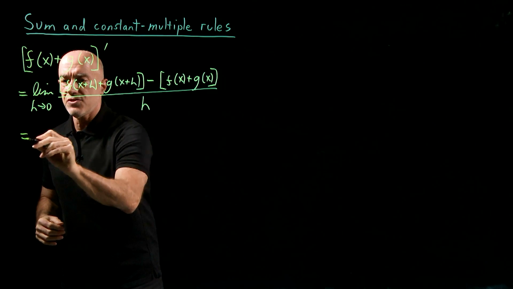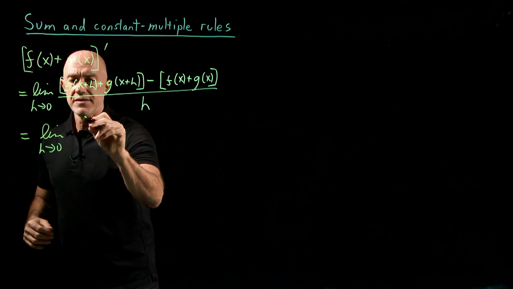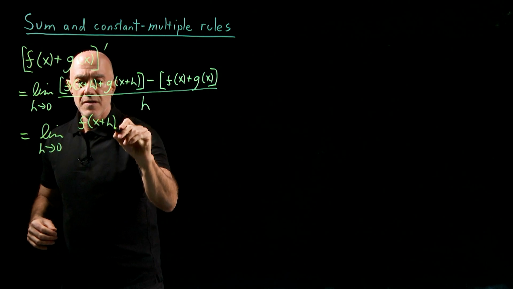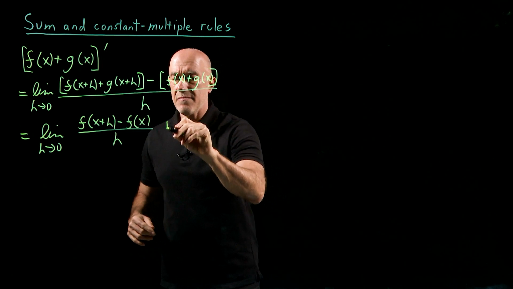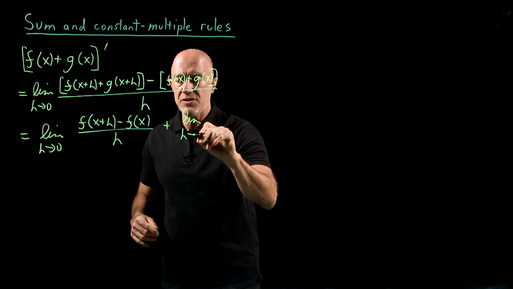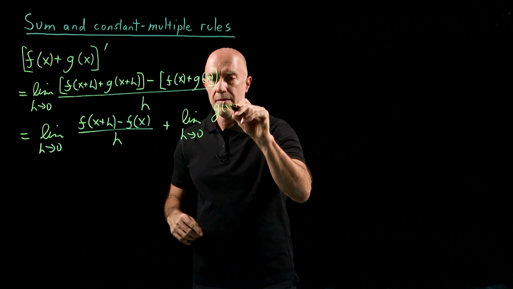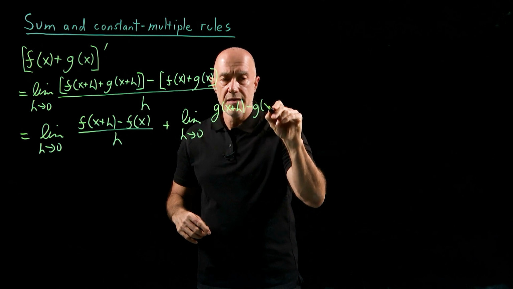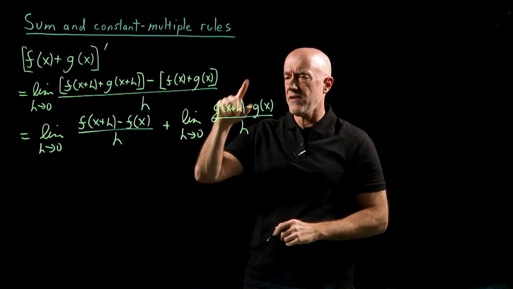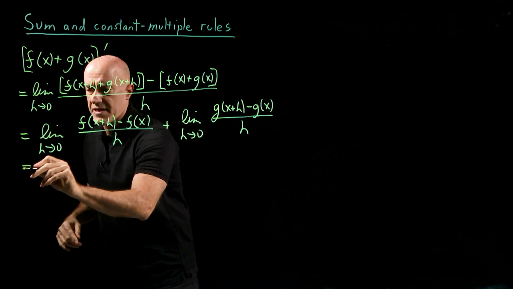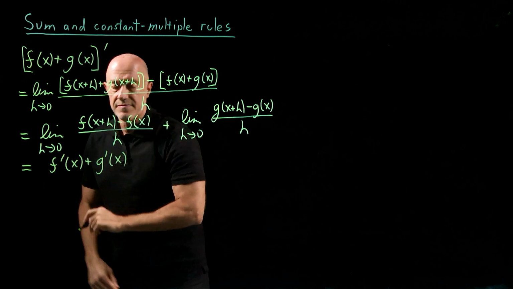So we can split this into two pieces. So the limit as h goes to 0. The first piece is just f of x plus h minus f of x divided by h. And then the second piece we can write as the limit as h goes to 0 of g of x plus h minus g of x divided by h. And these two are just the definitions of the derivative of f and the derivative of g. So this becomes f prime of x plus g prime of x.